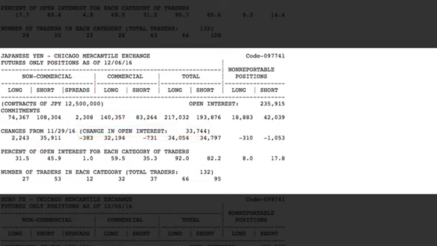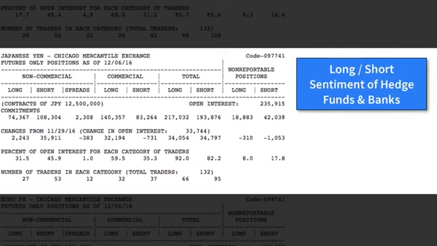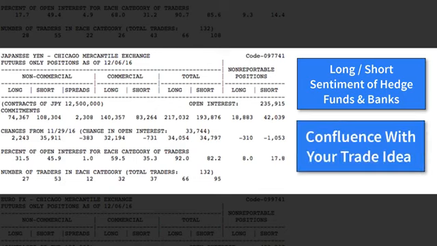We should always keep an eye on the COT report so we can get an idea of the positions and sentiment of large speculators. We can use the COT report as confluence with our fundamental analysis trade ideas.